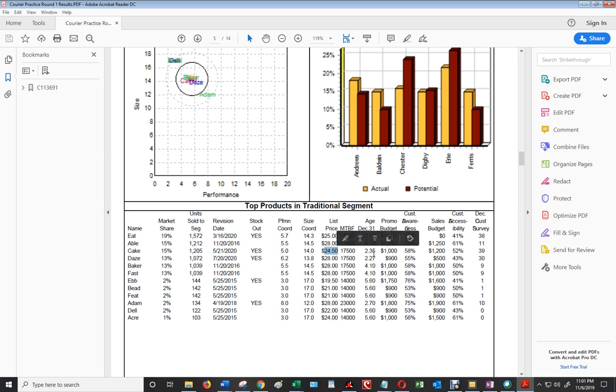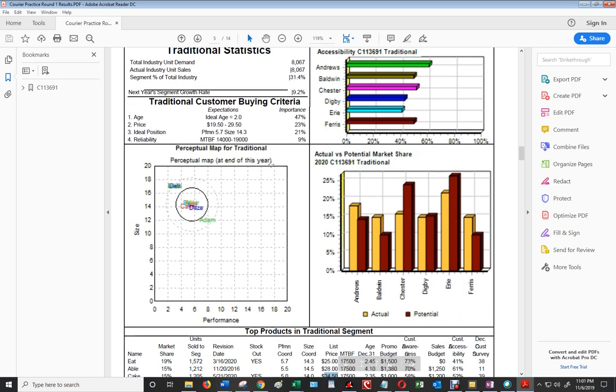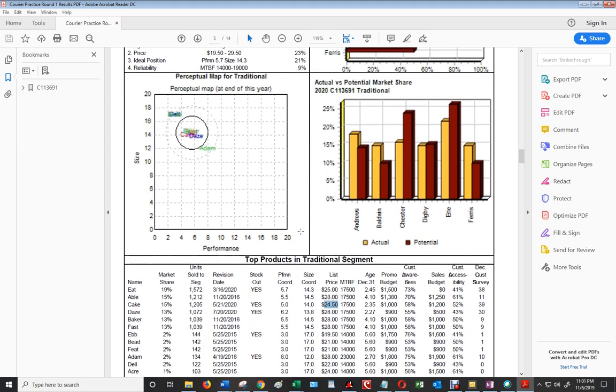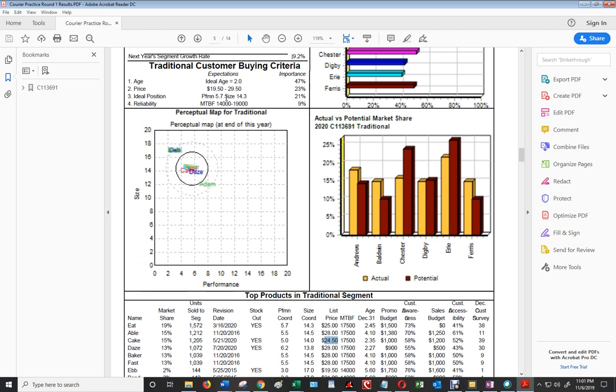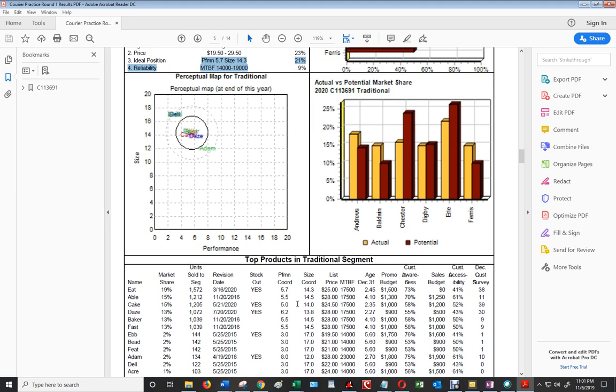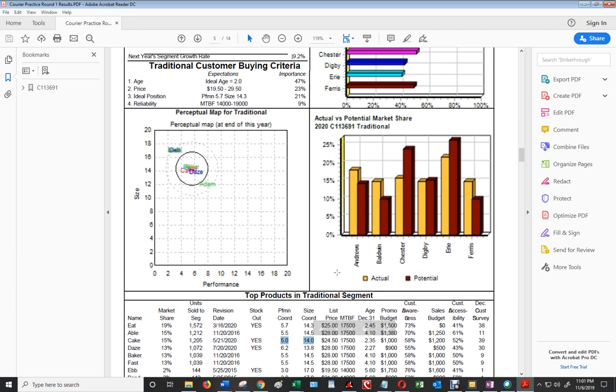So that might be one reason that they didn't make as big a profit, and sales was because this price was so low. How'd they do on performance and size? Okay, it was expected to be 5.7 and 14.3. They were at 5.0 and 14. So that meant that they were lagging a bit behind in performance, and they hit the size where it needs to be. You can see they were right in the middle of the perceptual map, which is good.